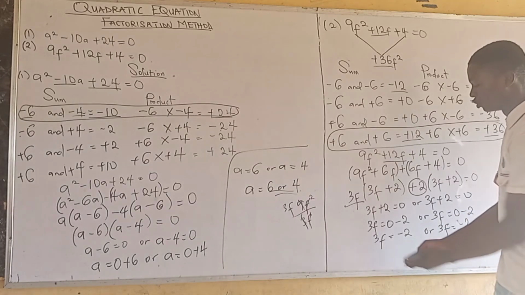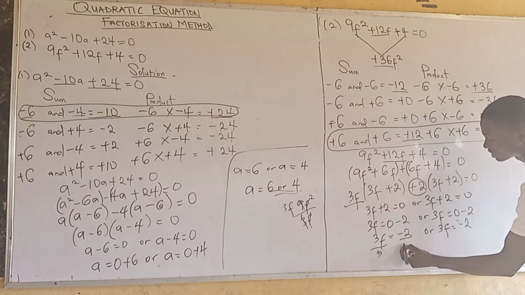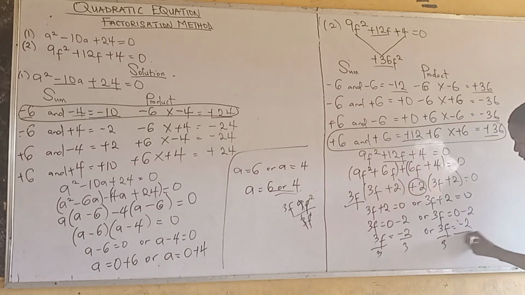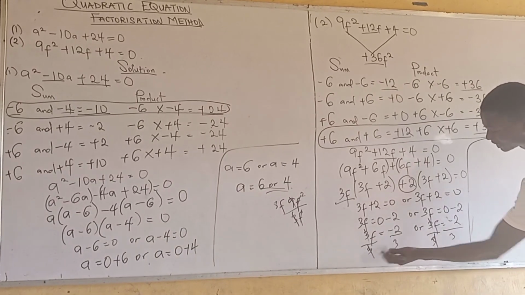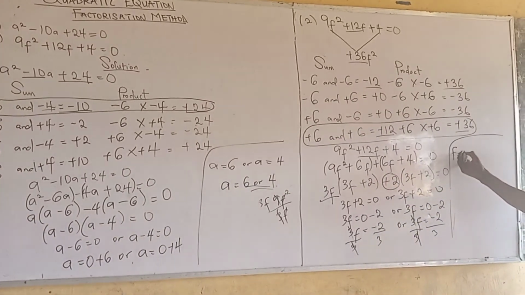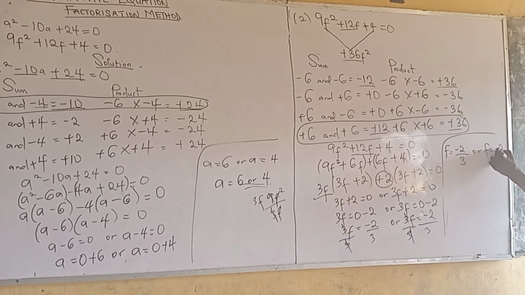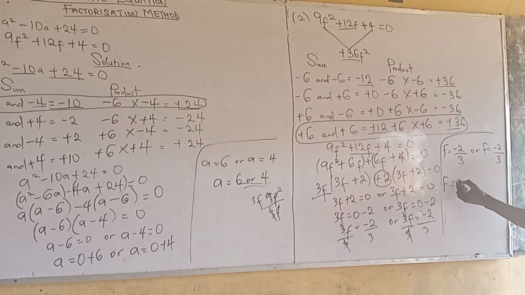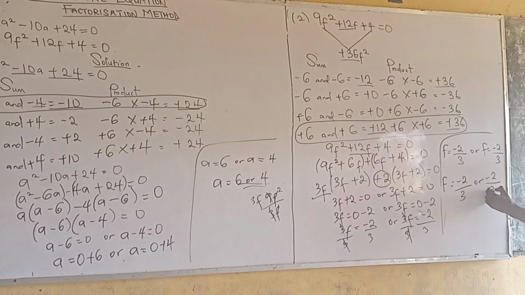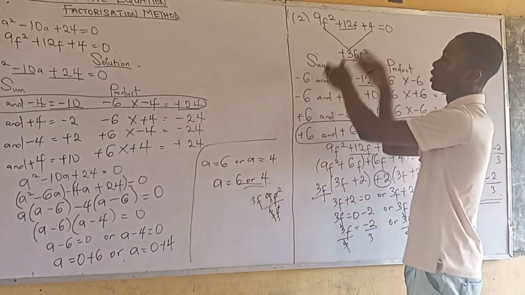Now what are you looking for? You're looking for f. So what do you do to this 3? You divide both sides by 3, and also this one you divide by 3. So this will be f equal to minus 2 over 3. Then you say, therefore, f equal to minus 2 over 3. So this is the final answer for this particular question.